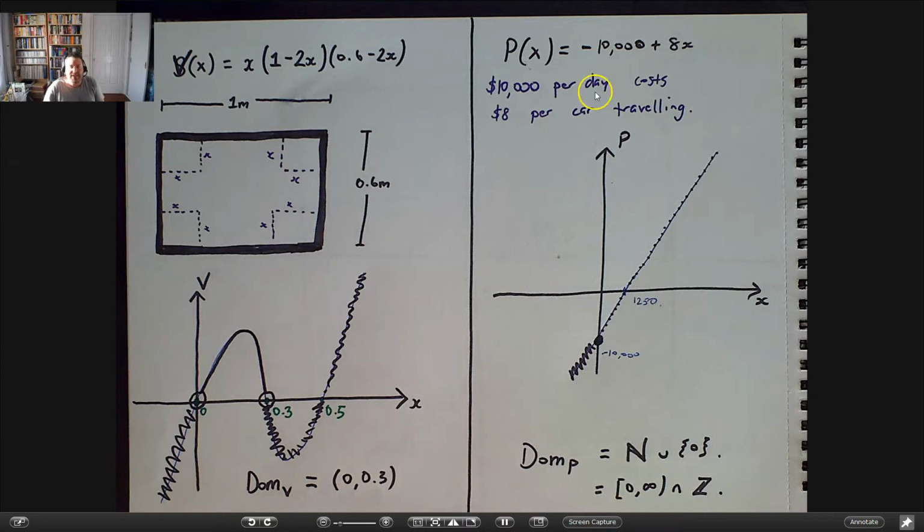And once again, it's not a problem that we can't plug 1.37 into this function and get a perfectly good answer. It's just that it wouldn't represent anything about the physical situation.